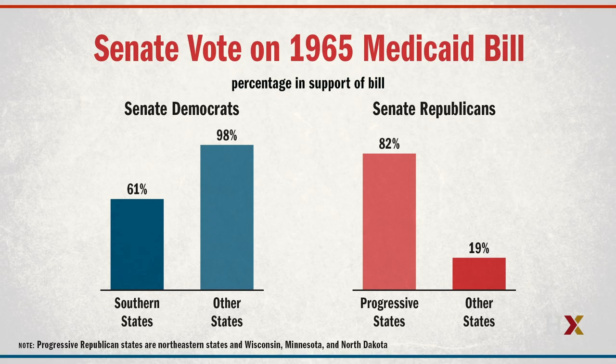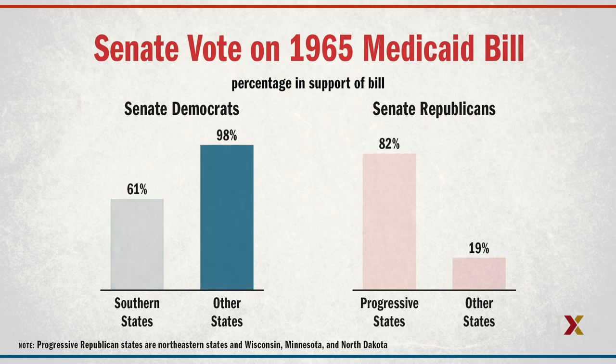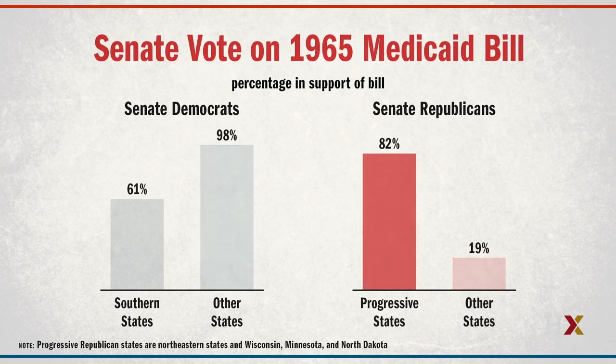In the Senate, for example, only 61% of Democrats from the South, the party's conservative stronghold, voted for the bill, compared with 98% of Democrats from outside the South. On the Republican side, 82% of senators from the Northeastern and Upper Midwest states, the party's progressive stronghold, voted for the bill, compared to only 19% of Senate Republicans from other states. Such divisions in Congress were relatively common 50 years ago. Congress was not an institution where one party's members regularly lined up against those of the other party.